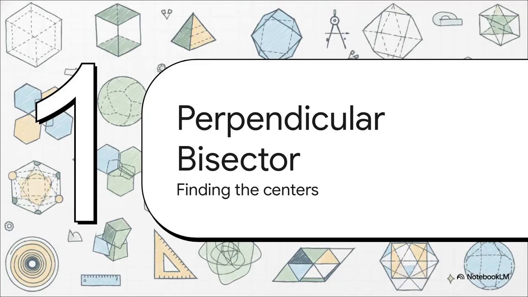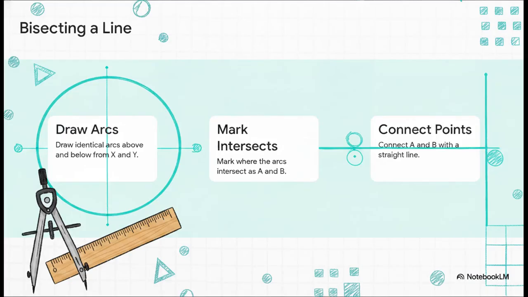Section 1. The perpendicular bisector. Finding the centers. So, to find those unseen center points from a totally blank slate, you use the simplest tools imaginable, an unmarked ruler and a compass. First, you place the sharp point of your compass on point X and draw identical arcs floating above and below your line. Then you do the exact same thing from point Y.